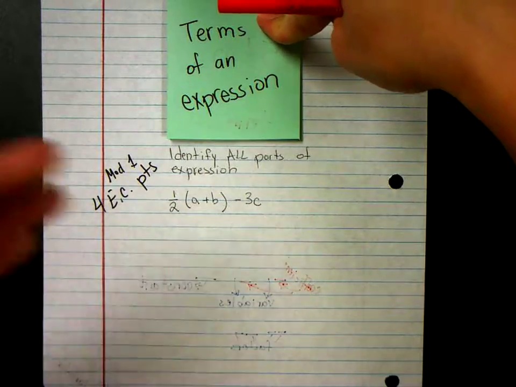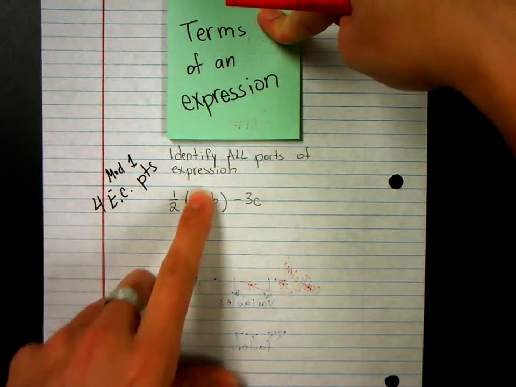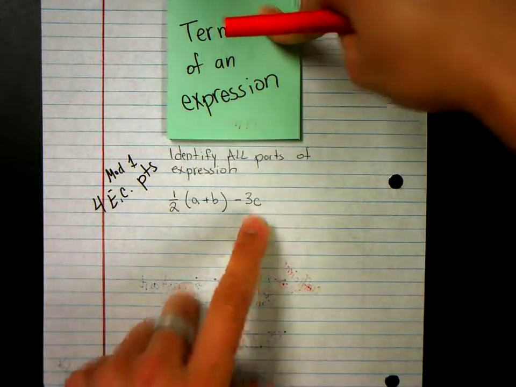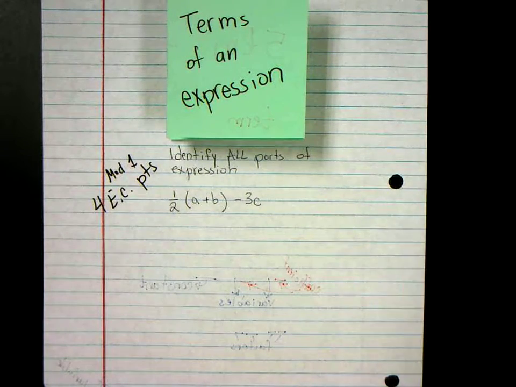So again, everybody is to write this example down. Identify all parts of the expression. We have 1/2 times (a plus b) minus 3c. If you want to take a moment and try to identify as many parts as you can, that'd be great. Hit pause on the video to do that, and when you're done, come back to the video and we'll go over it. All right, I assumed you hit pause. Welcome back, you hit play.